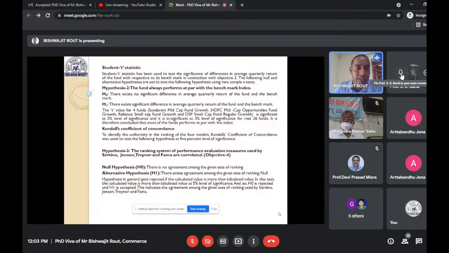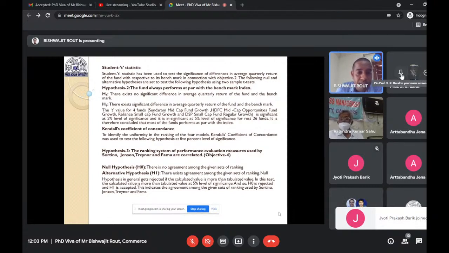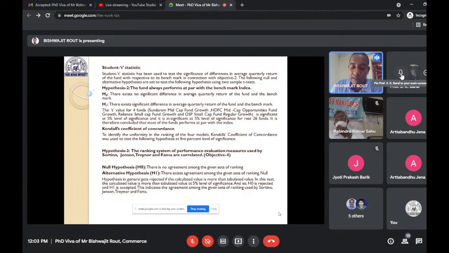Kendall's coefficient of concordance is used for ranking with the applied formulas. The ranking systems of performance evaluation measures used by Sortino, Jensen, Treynor and Fama are correlated, for objective 4. The null hypothesis here is that there is no agreement among the given sets of ranking, and the alternative hypothesis is that there exists agreement among the given sets of ranking. The null hypothesis in general gets rejected if the calculated value is more than the tabulated value. In this case, the calculated value is more than the tabulated value at the 5% level of significance, and the null hypothesis is rejected and the alternative is accepted. This indicates agreement among the given sets of ranking used by Sortino, Jensen, Treynor and Fama.